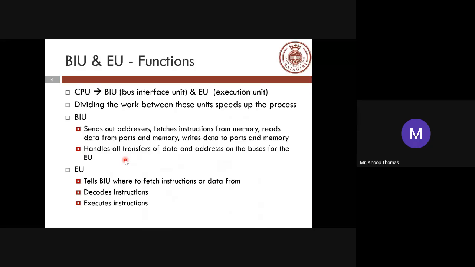Now, we have already explained that. EU is associated with decoding and execution. BAU is associated with fetching of the instructions. So sending out addresses, fetching instructions, reads and writes, handling of data and addresses on the buses of EU. Everything related to the fetching part and moving the data from your BAU to EU is done by the bus interface unit. It acts as an interface between your buses and also your memories. So it's basically a division of labor.